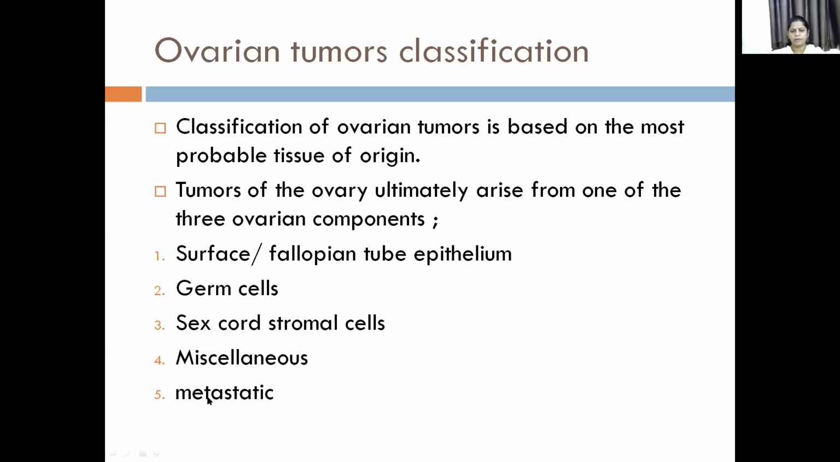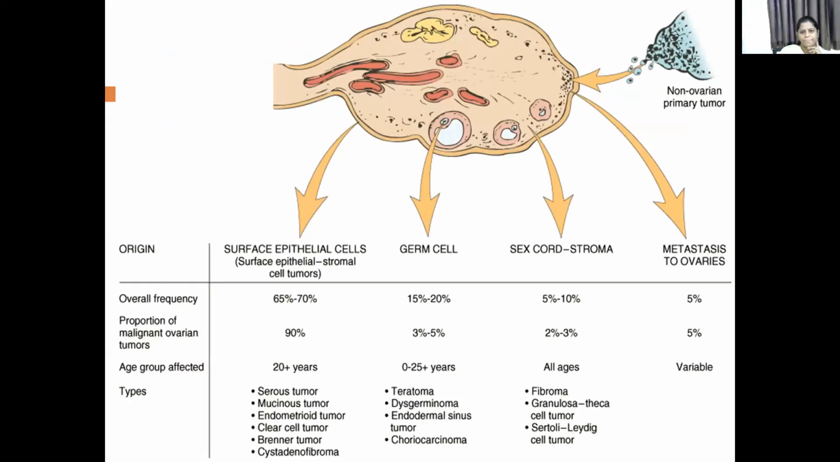Metastatic: when tumors from other sites metastasize to the ovary, they are called metastatic ovarian tumors. So surface epithelial, germ cell, and sex cord tumors are the primary tumors of the ovary. I'll just show you here. This is the ovary. This is the surface epithelium. This is the germ cell in the follicle. And this is the stroma.